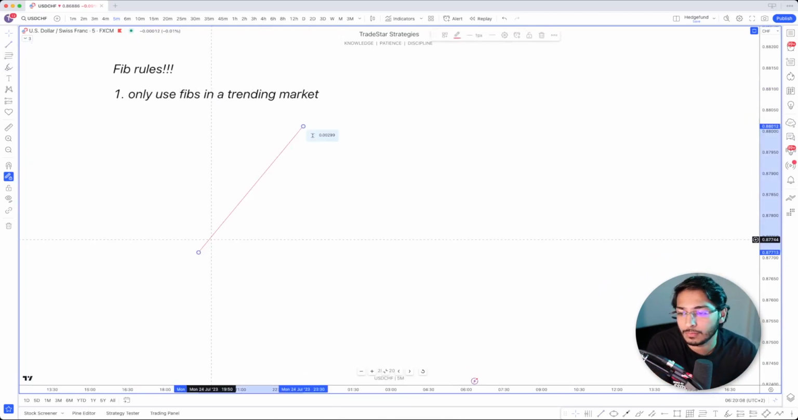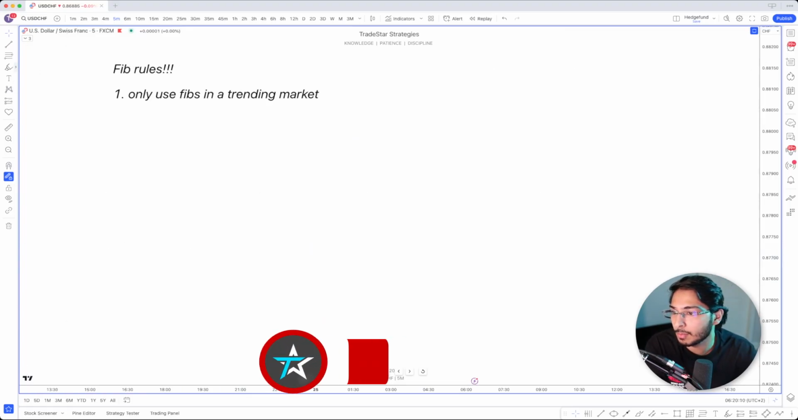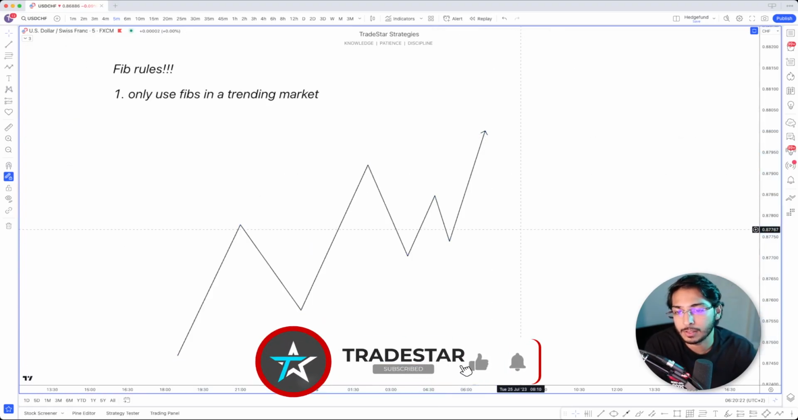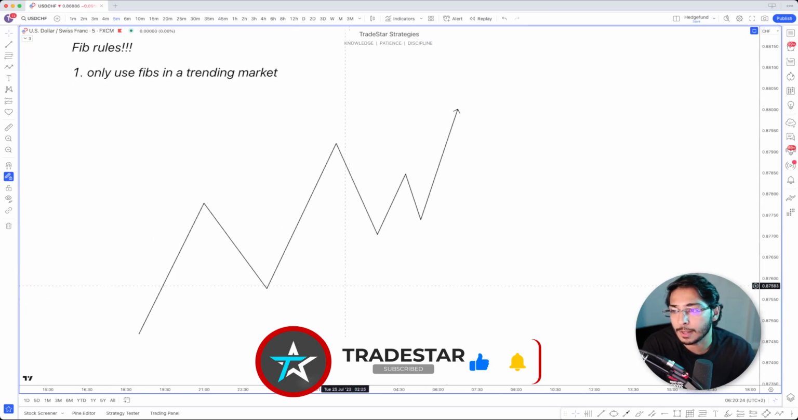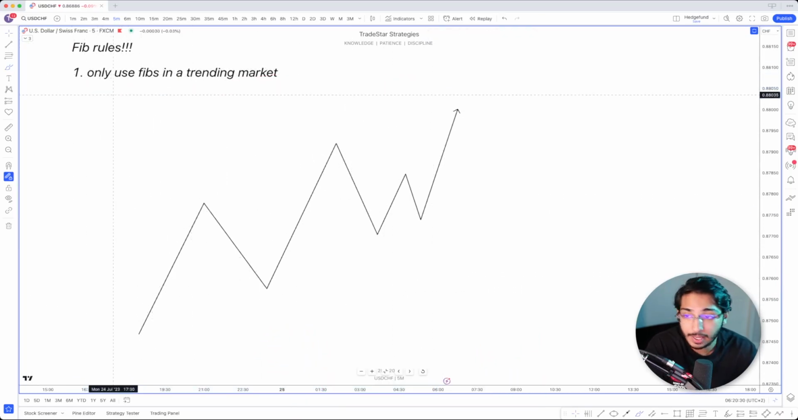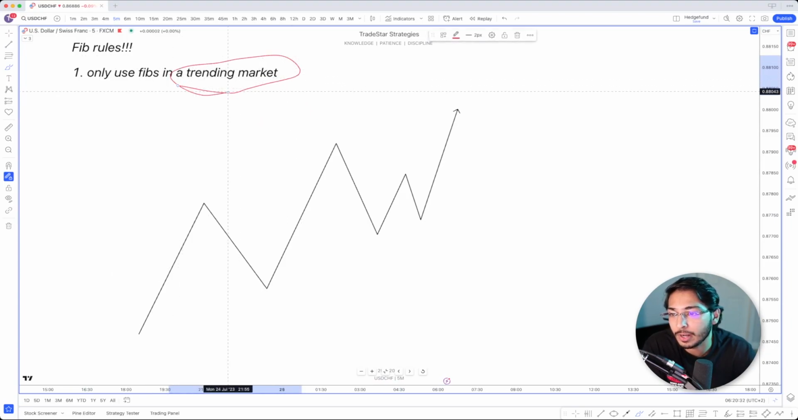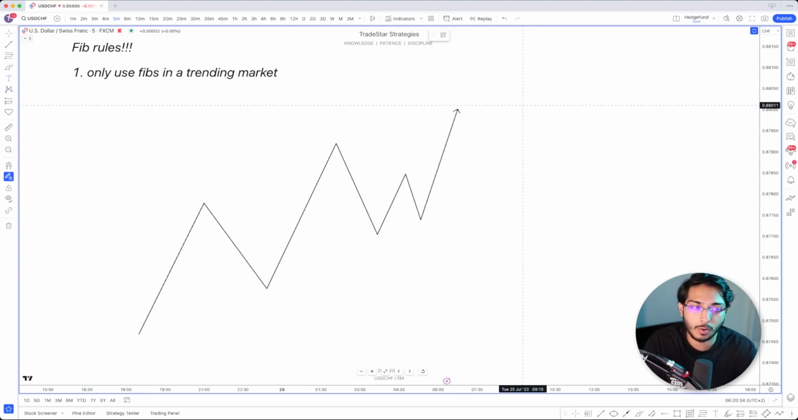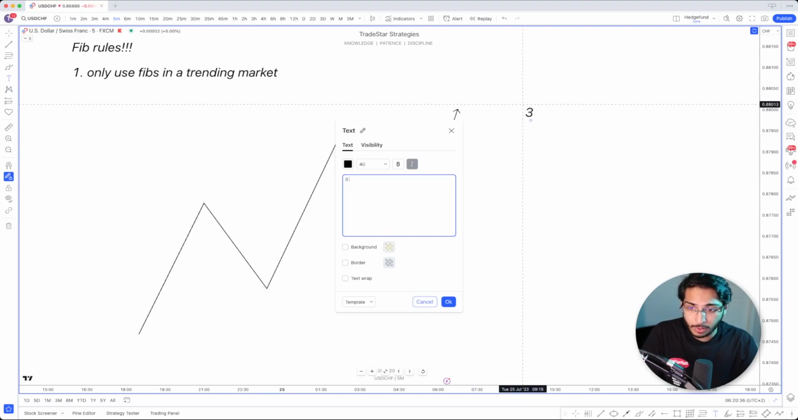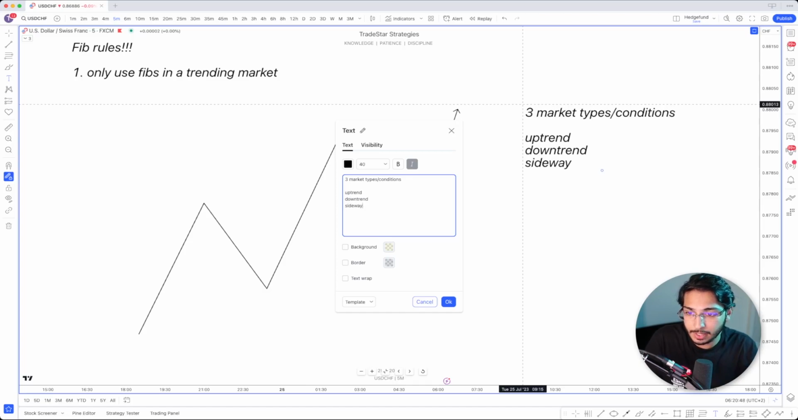What does that mean? Let's draw out a market condition. Let's just say our market looks like this, right? The first rule says to only use fibs in a trending market. What do we know? There are 3 market types or conditions. We got an uptrend, a downtrend, and then a sideways market, right?